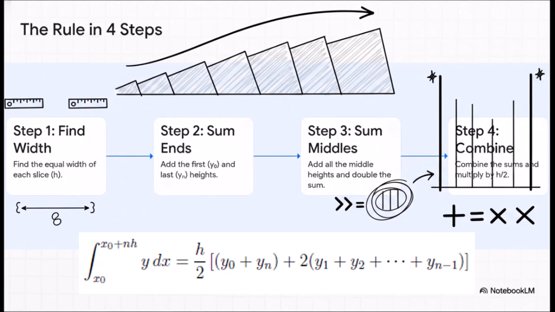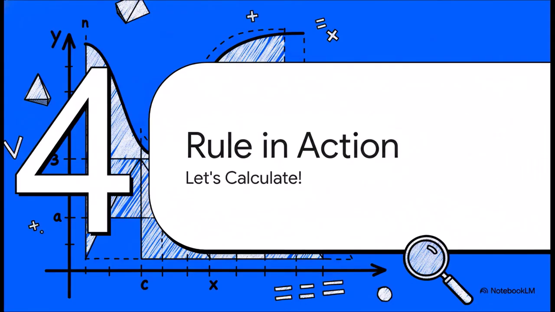Easy enough. Next, you take the heights at the very beginning and the very end and add them together. Then you add up all the heights that are in the middle, and you double that number. And for the last step, you just combine those two sums and multiply the whole thing by half the slice width. That's it. Simple steps for a really powerful result. All right, theory is one thing, but let's actually see how this works with a real example. It's time to put this rule to the test and calculate something.